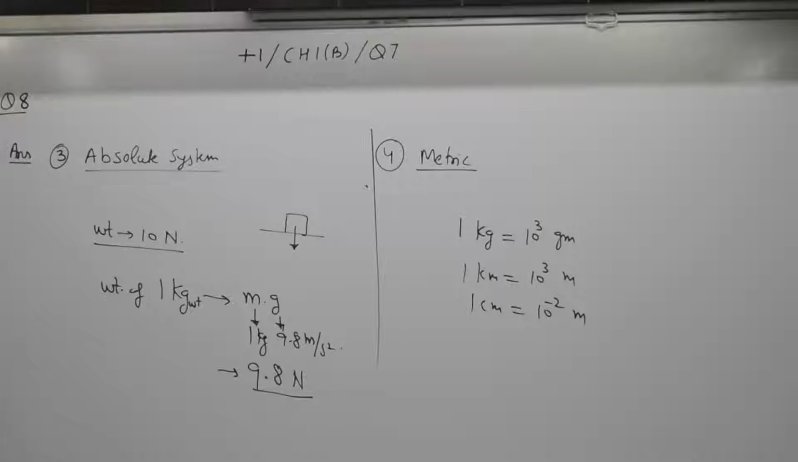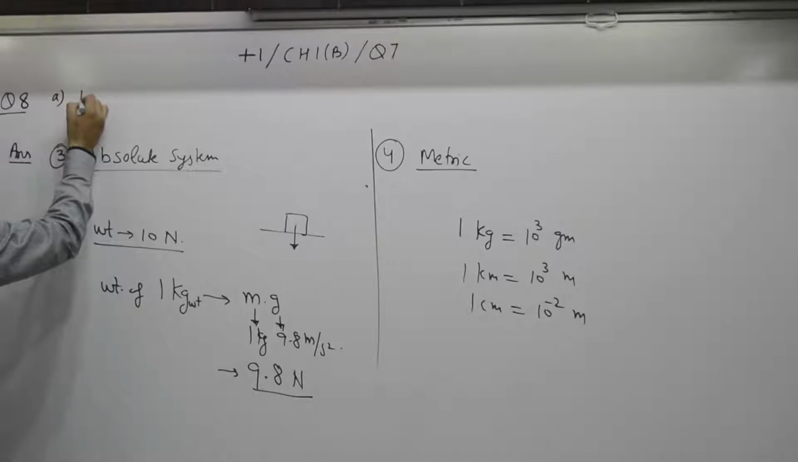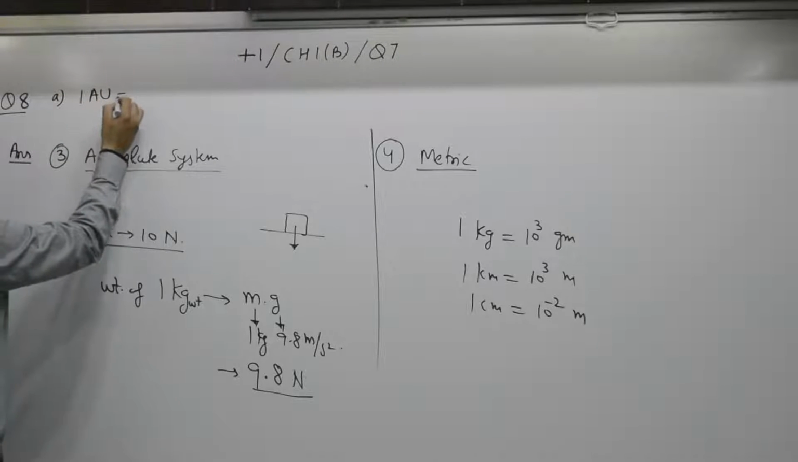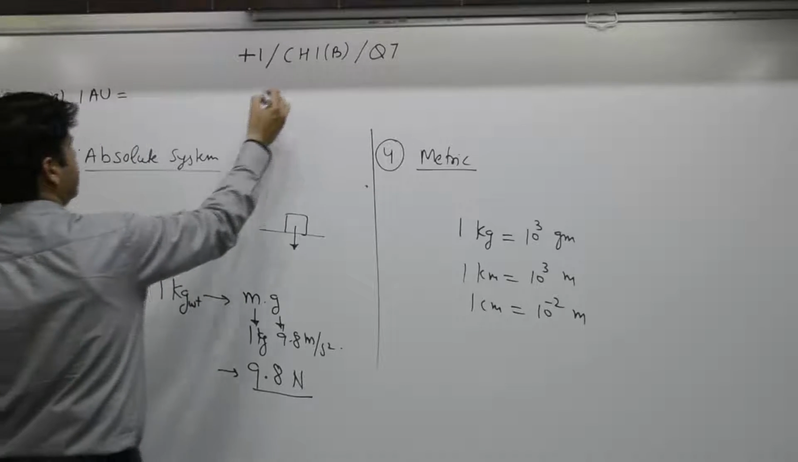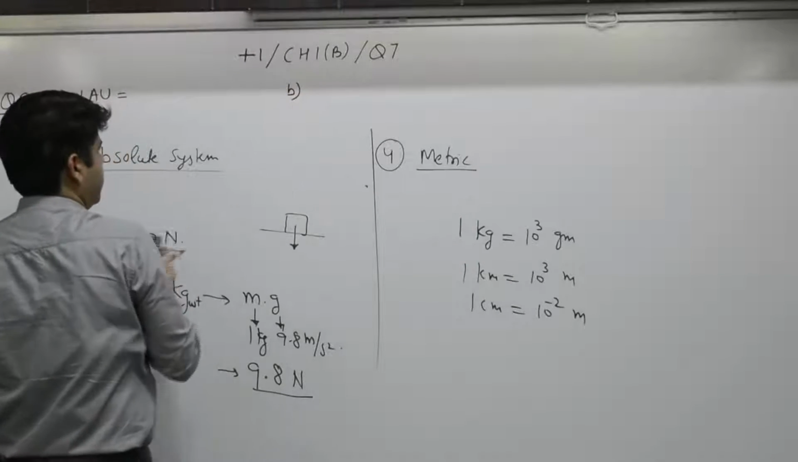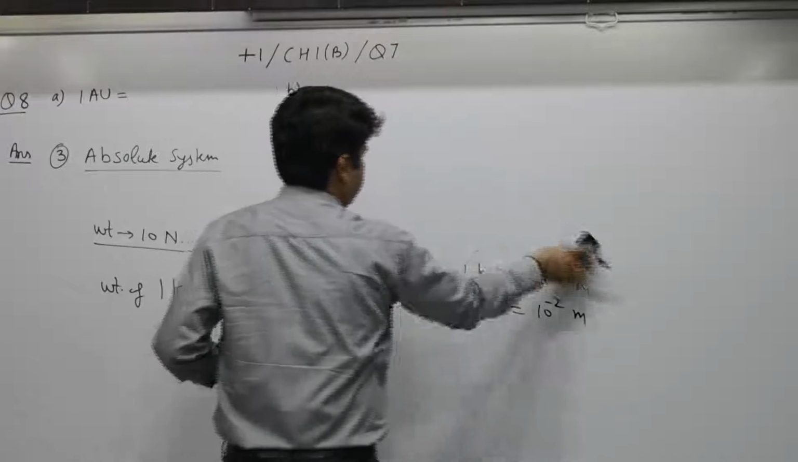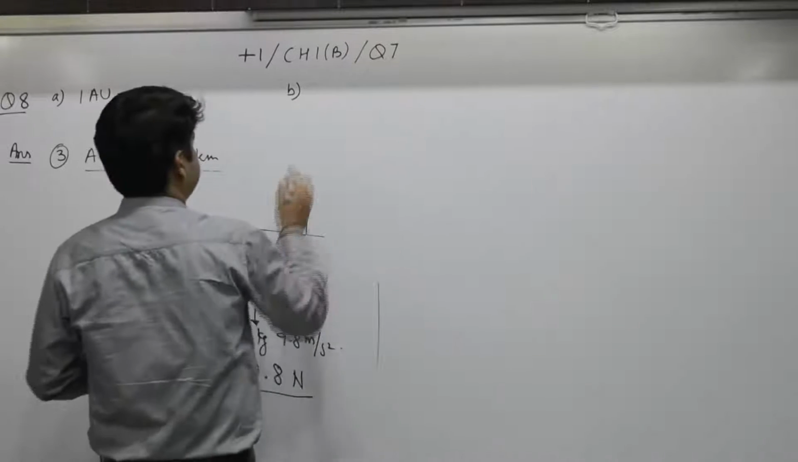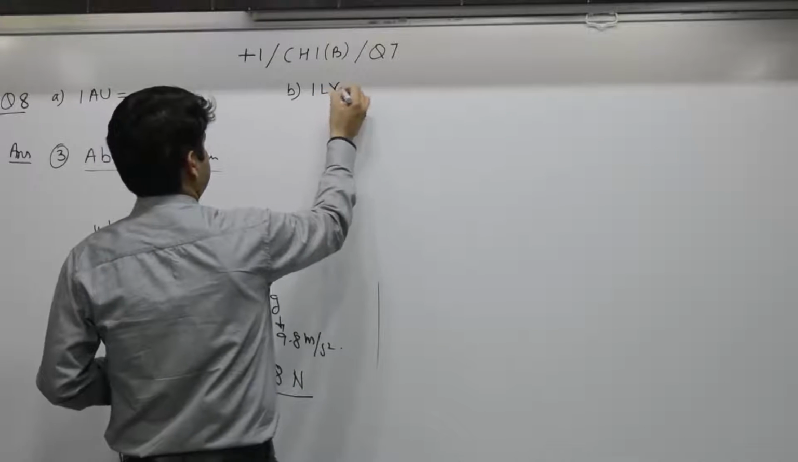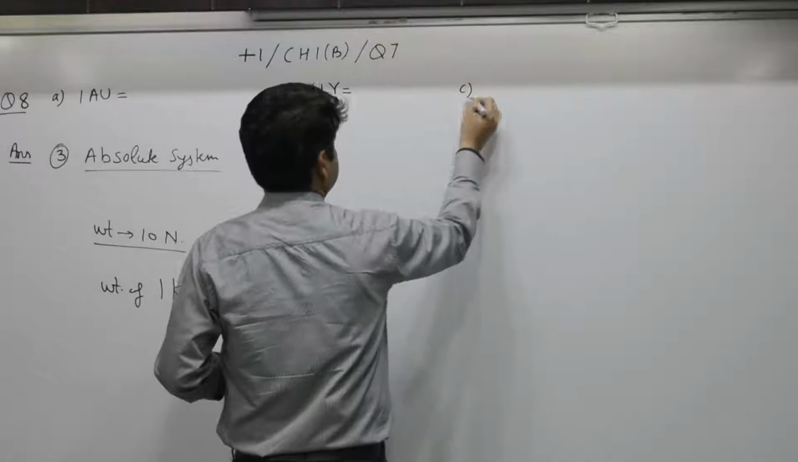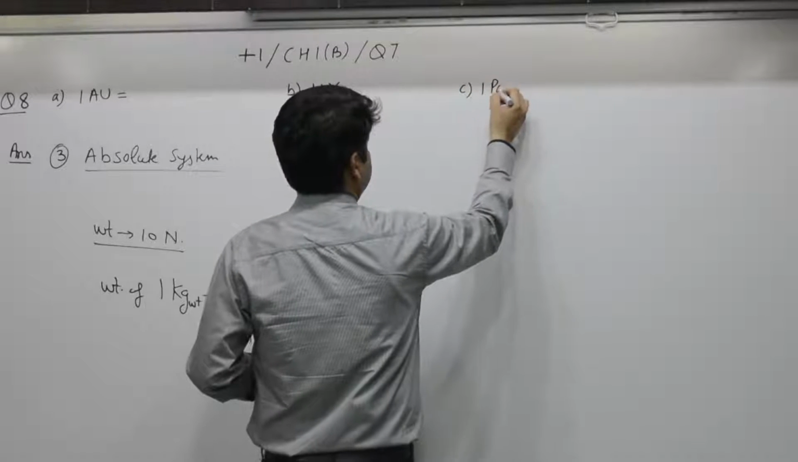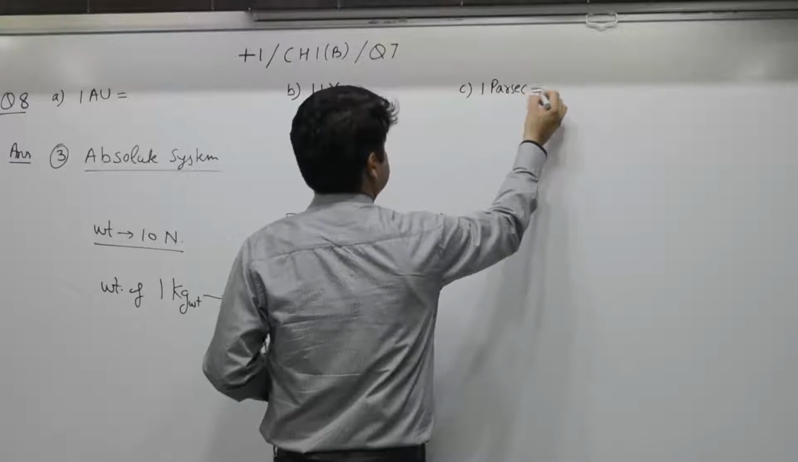Yes. चलो क्या करना है? AU. You have to find out one astronomical unit is equal to what? This is A part. B part. बोलो. 1 light year is equal to what? C part. 1 parsec is equal to what?